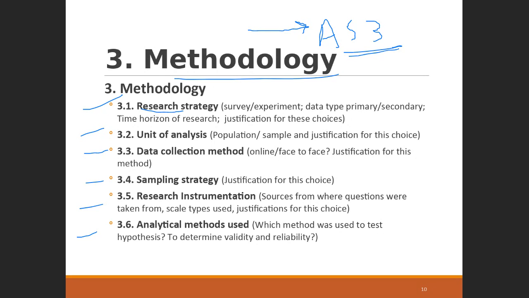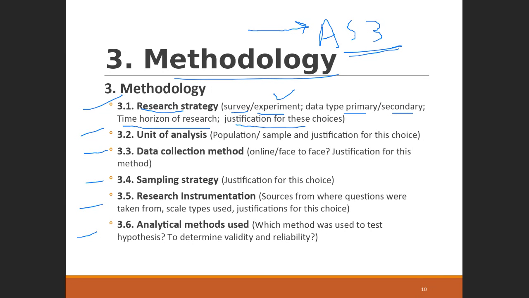In the first part, you need to discuss your research strategy. So you need to discuss whether you are using survey strategy or experimental strategy. Are you using primary data or secondary data? What is the time horizon of your research? And you need to justify each choice. For instance, if you're using experimental method, if you're using qualitative method, you need to justify your choice.